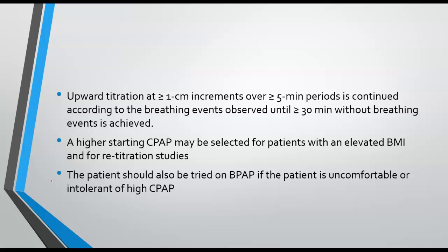A higher starting pressure may be selected for patients with elevated BMI or for those patients coming for retitration studies. With a patient having a high BMI, you might have seen patients saying that even at a CPAP pressure of 4, they are feeling too much pressure, which in fact may be the patient feeling suffocated due to insufficient pressure. Gradually increasing the pressure would help him tolerate the CPAP.